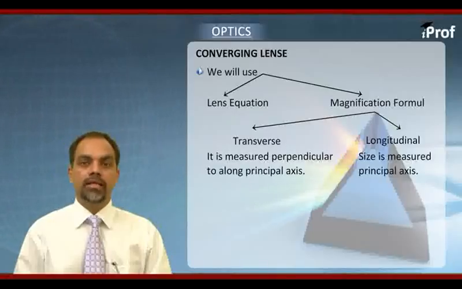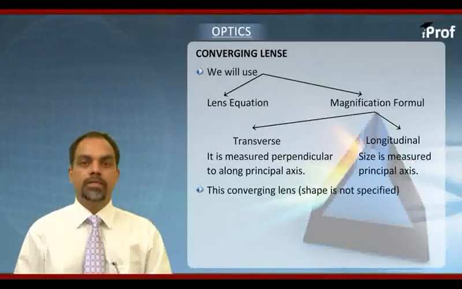Now we will enter into the details of converging lenses. Here the shape is not being specified. So we simply mean the converging lens, and remember it, we are dealing with thin converging lenses. It can be double convex lens, it can be equiconvex lens. When we say equiconvex lens, we mean the radii of curvature of two surfaces are same. It can be plano convex lens or it can be concave convex lens. So I am not referring to a specific shape, we are simply talking about converging thin lenses.